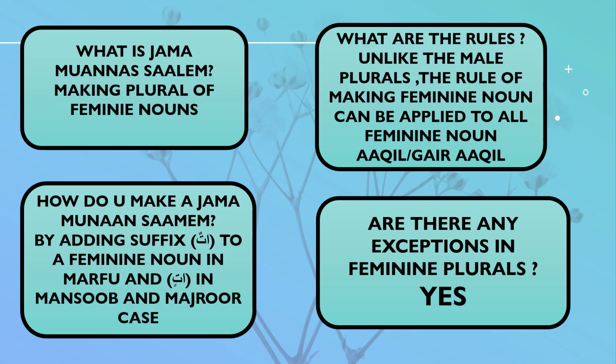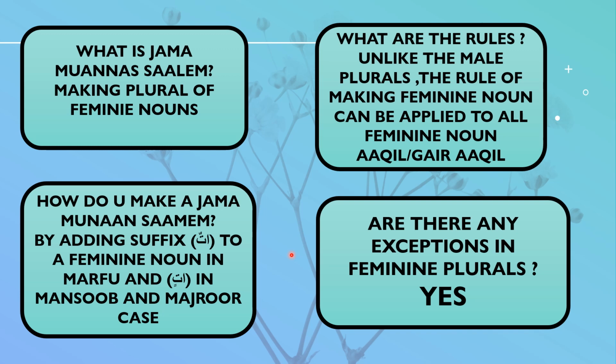Since in Jama Muannas there is nothing new to learn, it's very similar with the Mudhakkars as we did the Jama Mudhakkar. The rules are quite similar, but there are certain different rules with the Jama Muannas. But let's just have a quick introduction about the Jama Muannas. So what is Jama Muannas Salim? It is making of the plurals of the feminine nouns. And how do you make the Jama Muannas? What are the ways to make a feminine noun into plurals?